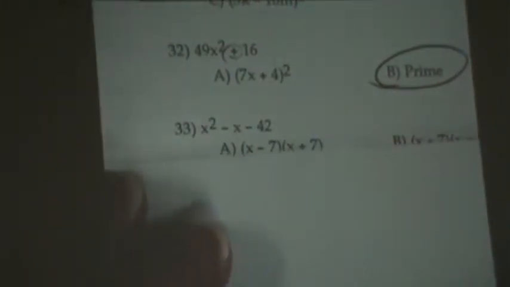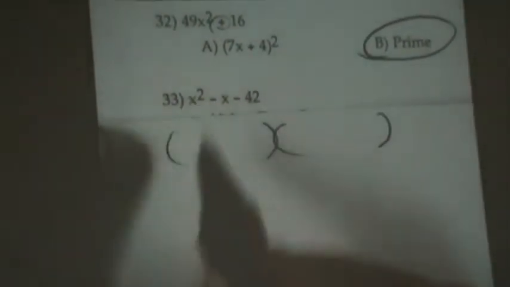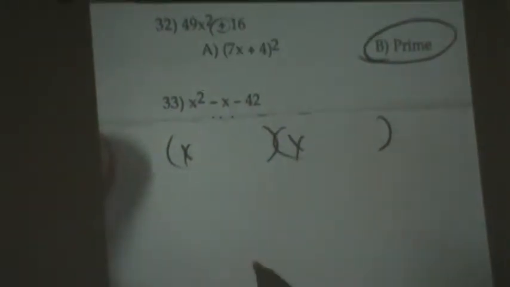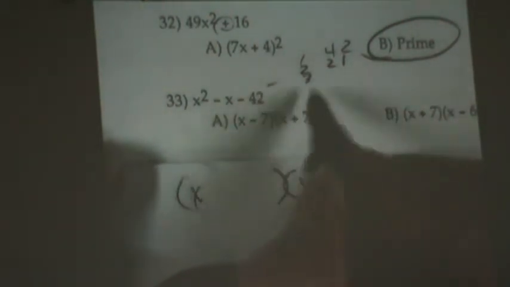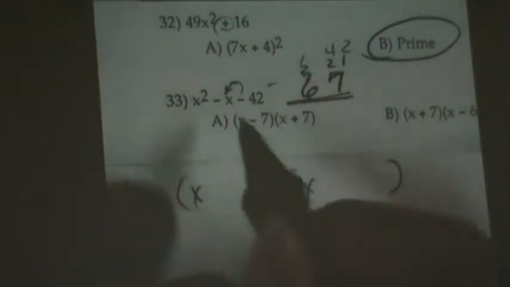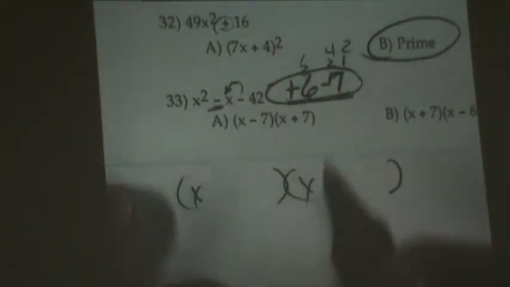Okay, number 33. We're not doing difference of squares anymore. It's 3 terms there. X squared is x times x. 42: 1 times 42, 2 times 21, 3 times 14, it's 6 and 7? Yeah. Okay. Somebody already recognized it's 6 and 7. They subtract to give you 1. You need a negative 1. Negative 7, positive 6.